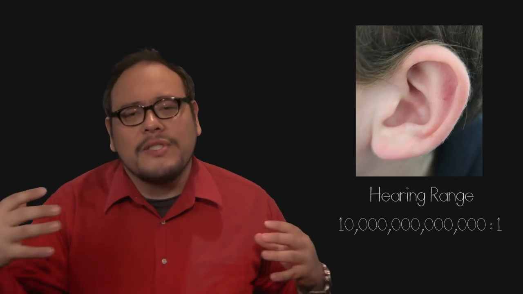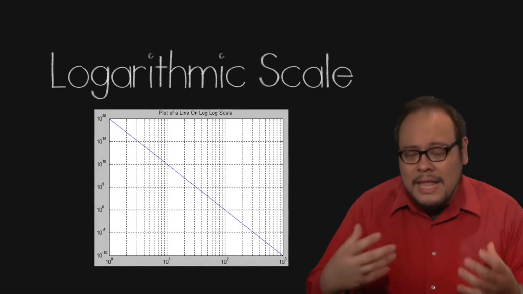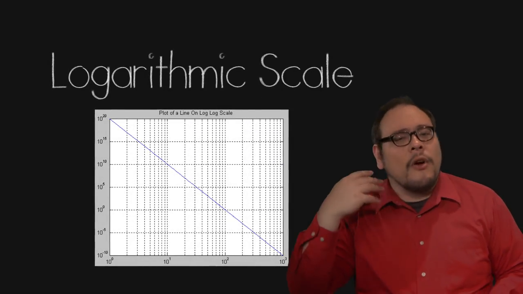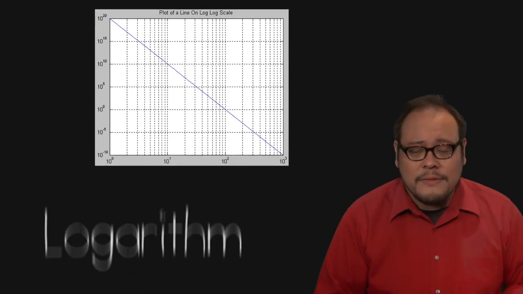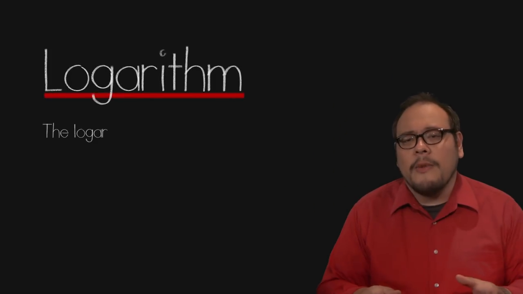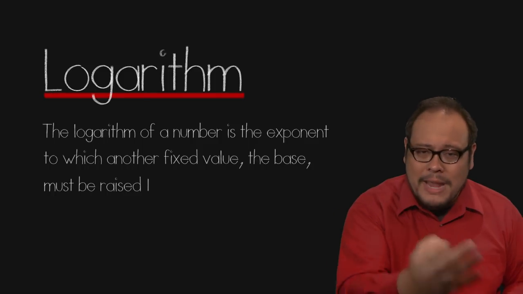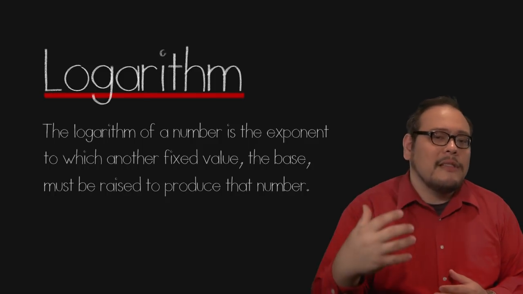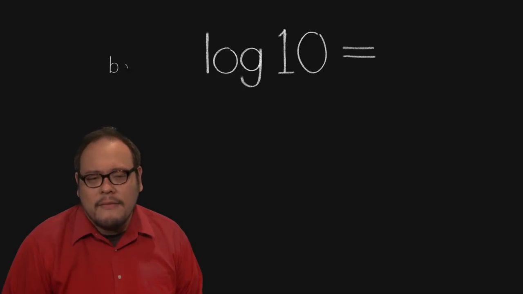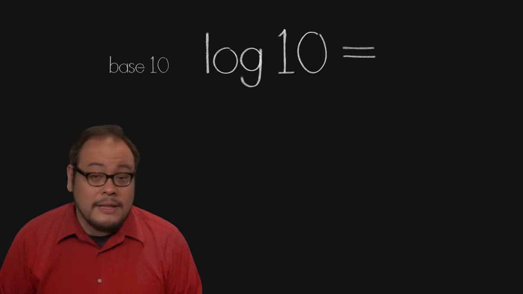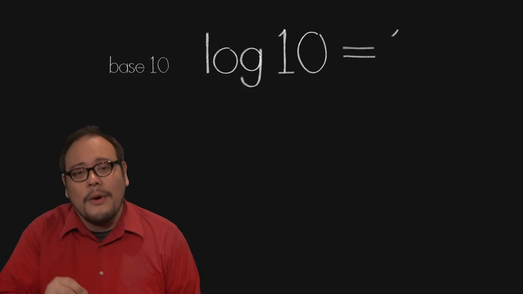With such an enormous range, we have to use a logarithmic scale in order to define loudness when working with audio. Now, fortunately, our ears respond to sound in a logarithmic fashion. Now, basically, a logarithm of a number is the exponent to which another fixed value, the base, must be raised to produce that number. So say we want the log of 10 using base 10. Now, 10 to the first power is 10, so the log of 10 is 1.